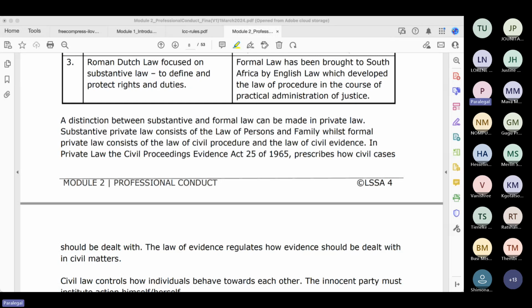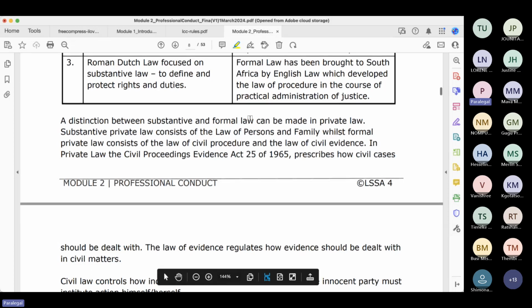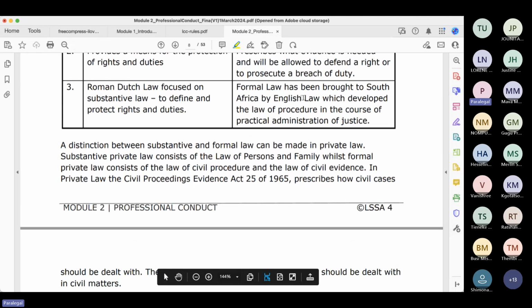Well, once we are done with the law must be codified and the law must be written down, you look at the other side. Formal law has been brought to South Africa by English law, which developed the law of procedure in the course of practical administration of justice. And the English would follow process. That's why probably you get the word due process.